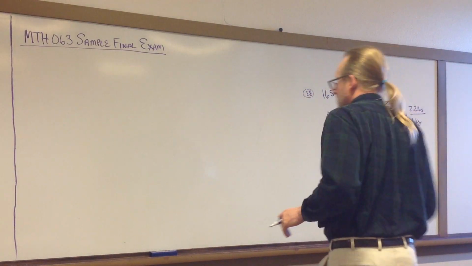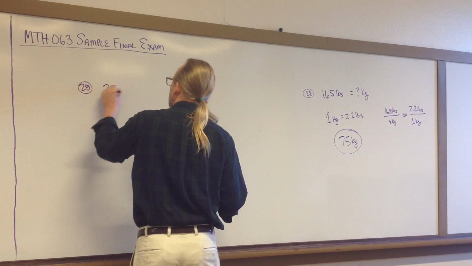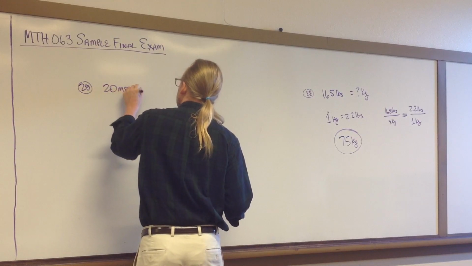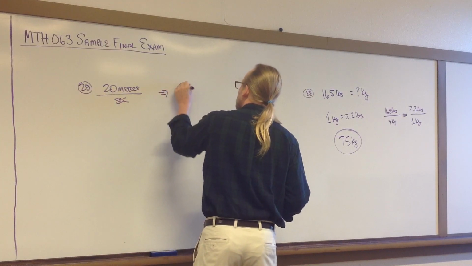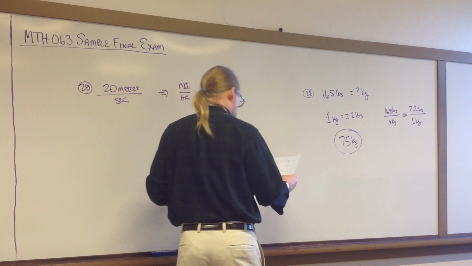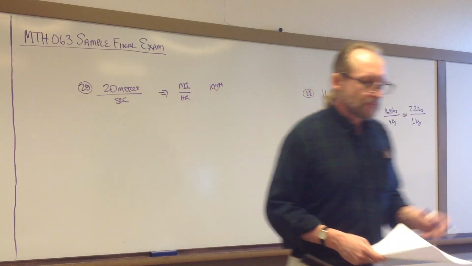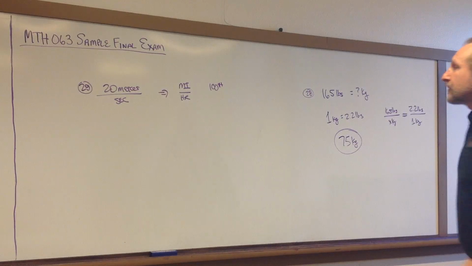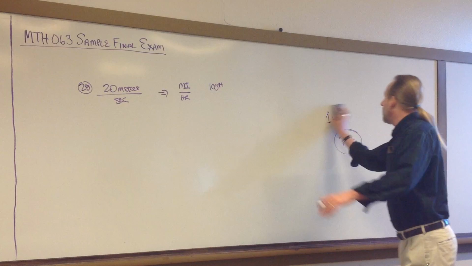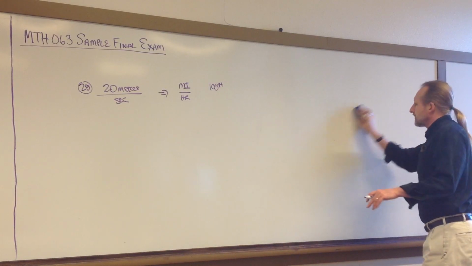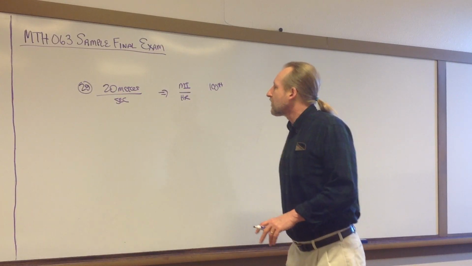Problem 29. We want to convert 20 meters per second into miles per hour and round it to the nearest hundredth. Again, there's a couple different choices that you have here. You can convert it piece by piece, or you can use the dimensional analysis method. I'll do both.